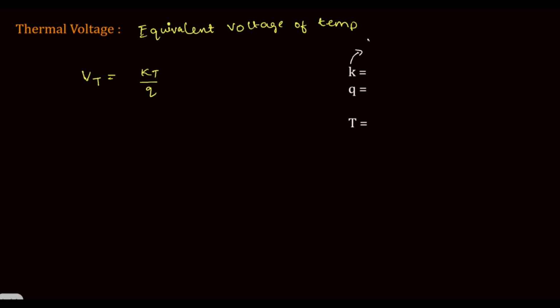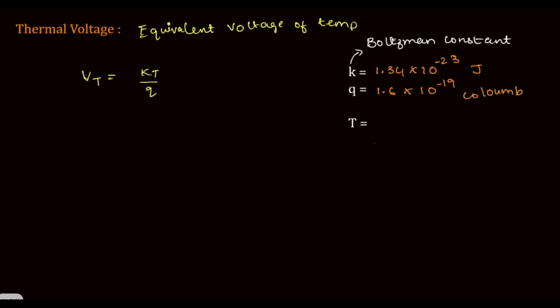Many of you would have known this k is the Boltzmann constant, and this will be the same anywhere. The value of k will be the same. The value of k is 1.34 into 10 power minus 23 joules per kelvin. q is the charge, and the unit charge will also be the same, 1.6 into 10 power minus 19 coulomb. And T will be temperature in Kelvin. So I think it is clear up to this one.